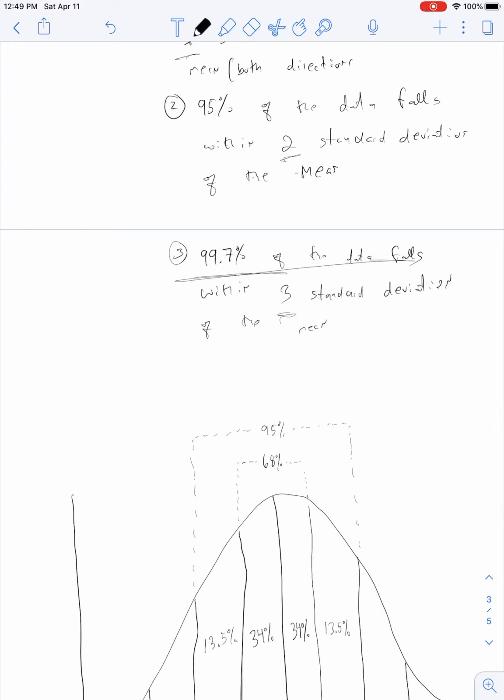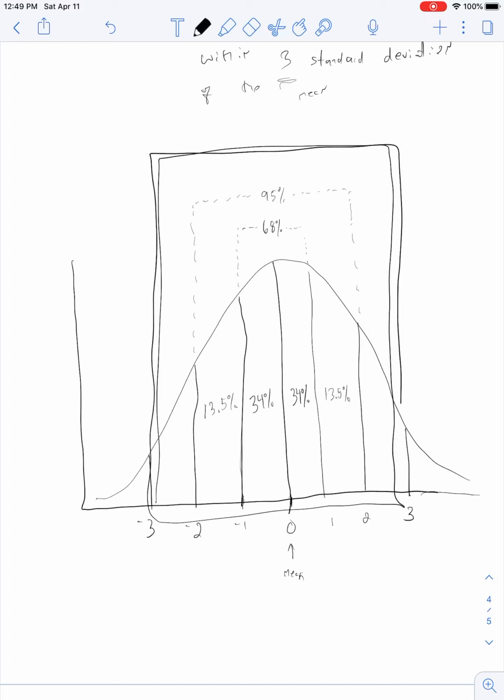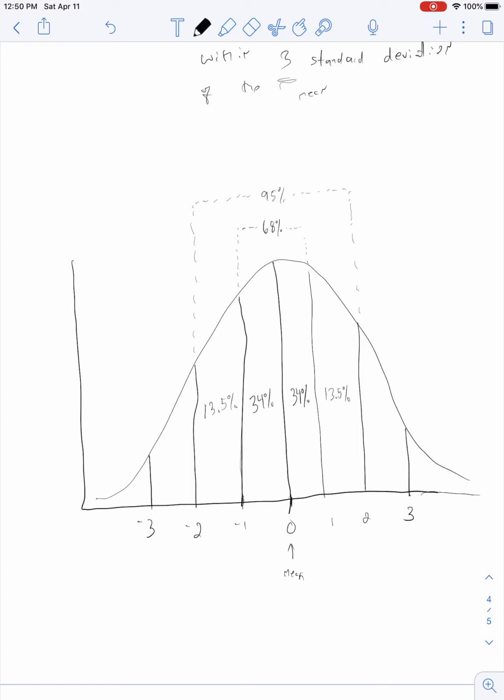And then our last one tells us 99.7% is 3 standard deviations away from the mean. So now we're saying all of this here is 99.7%. But we already have 95 of it taken into consideration. So we subtract that, divide by 2. We find each one of these is 2.35%.